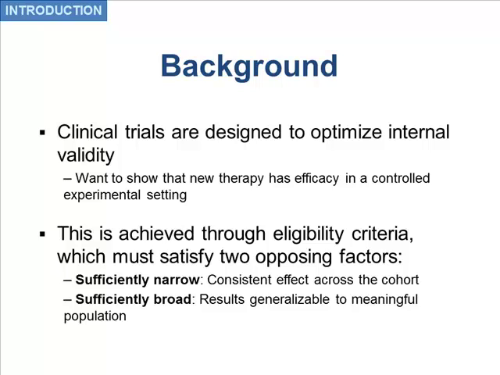So we'll start with some background. Clinical trials are designed to optimize internal validity. That is, we want to show that a new therapy has efficacy in a controlled experimental setting. This is achieved in part through eligibility criteria, which must satisfy two opposing factors. On the one hand, they must be sufficiently narrow such that there's a consistent effect across the cohort. On the other hand, they must be sufficiently broad such that the results are generalizable to a meaningful population.